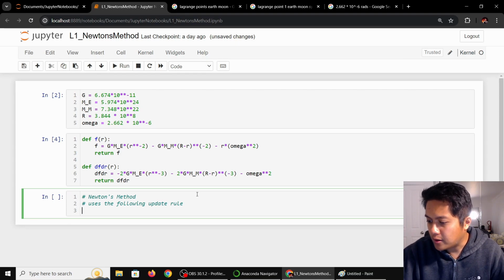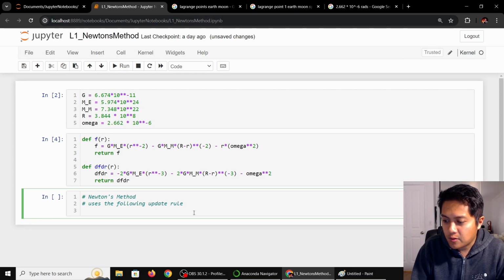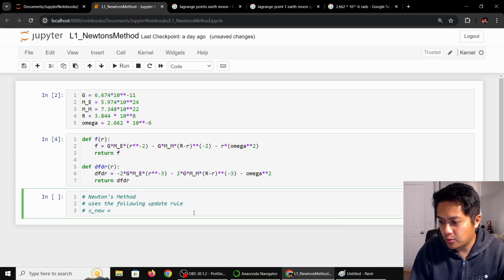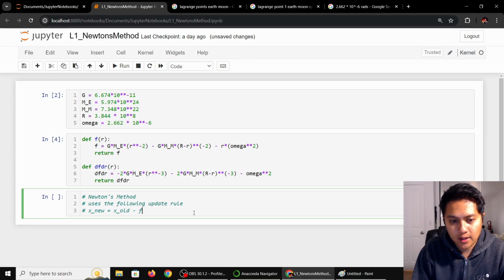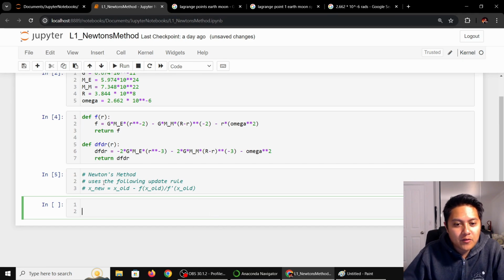Let's see what we got here. I have to remember the equation. I did not write it down. The guess, right? X new, right? It goes something like this. X new is equal to X old minus F of X old divided by F prime of X old. Okay, so that is what we have to program again.